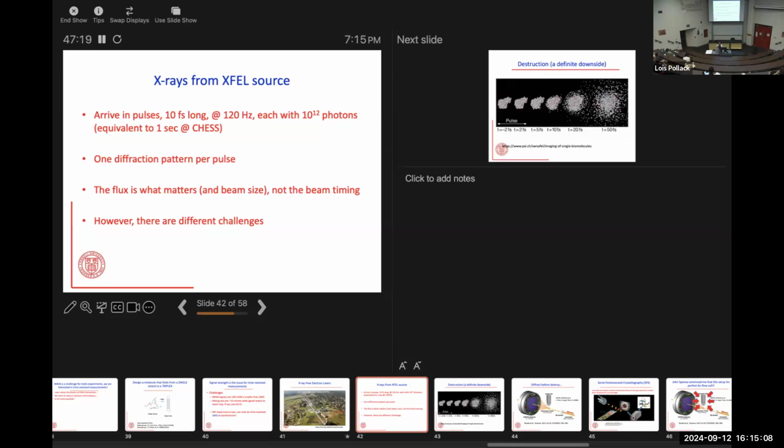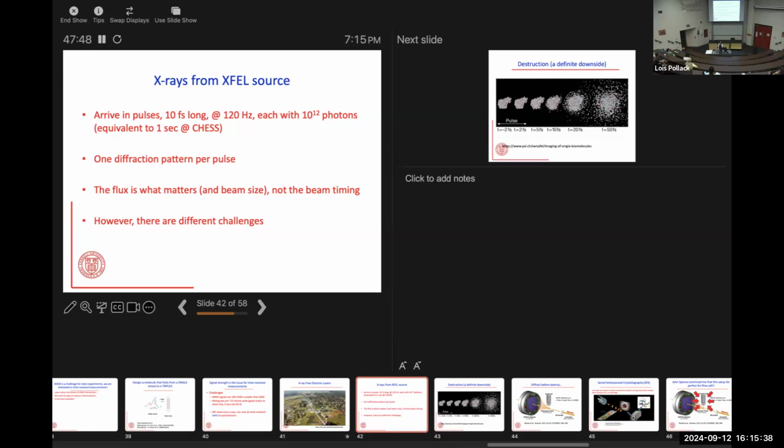120 of them come per second, and each one carries 10 to the 12th photons, which is as many as I get in 1 second of beam at CHESS, right? And you get one diffraction pattern per pulse. And for me, I don't take advantage of the timing. So the femtosecond part, I don't really need that. I just need the flux. I need as many X-rays as possible in a little tiny package, right? So other people do experiments with the timing, not me. I just want the flux.